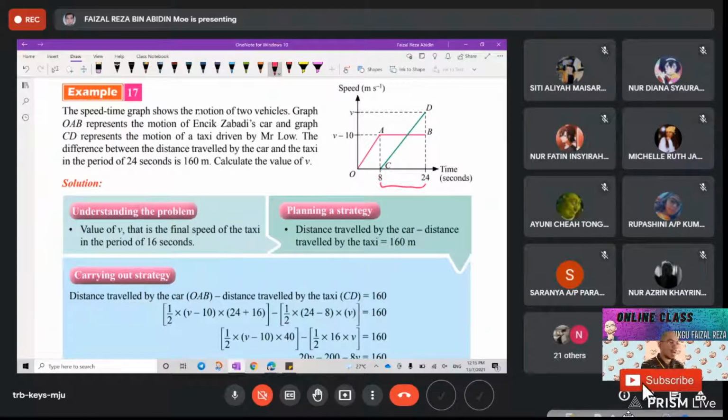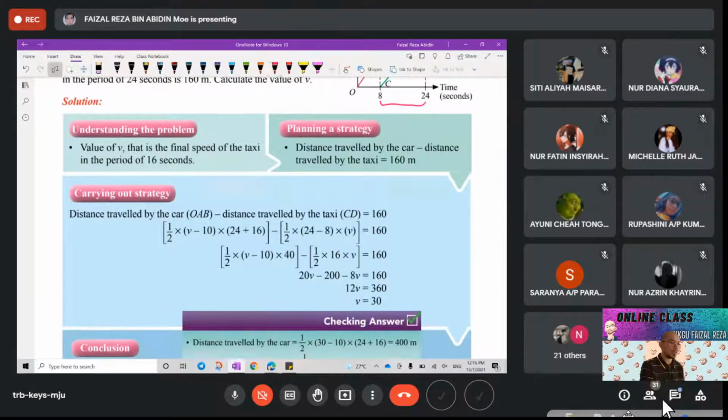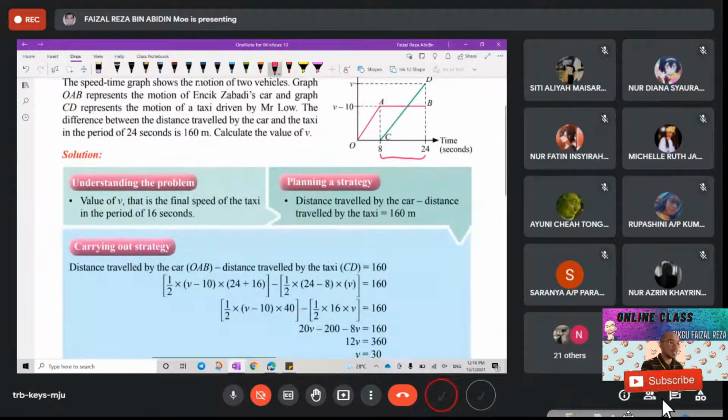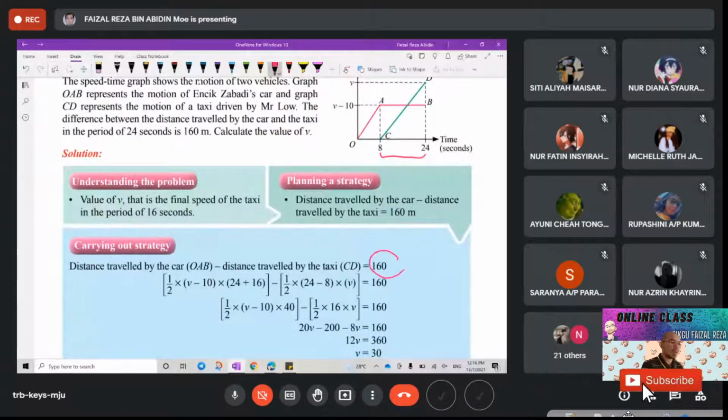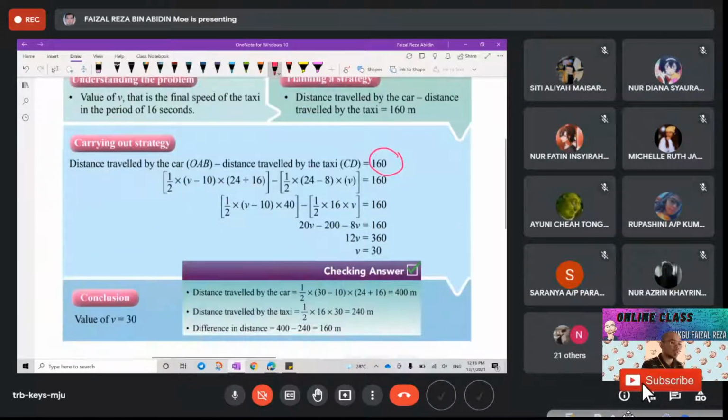Then minus the distance traveled by the taxi, CD, which is a triangle. It's 24 minus 8, which is 16, so 1 over 2 times 16 times V. You expand, and you are going to have V equals 30. How did we get 160? Because the difference between the car and the taxi is 160. That's why V is equal to 30.